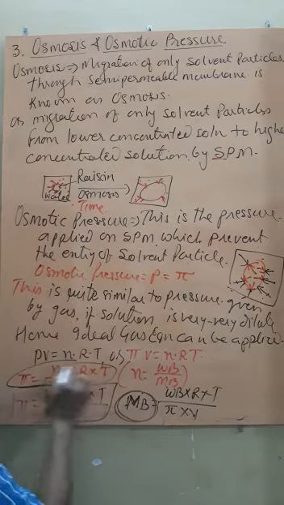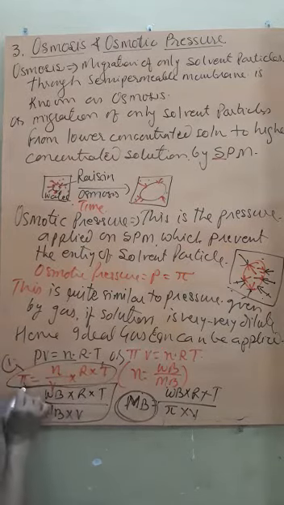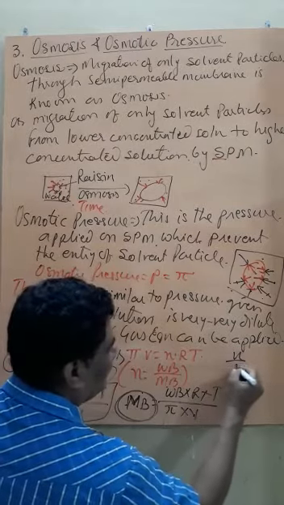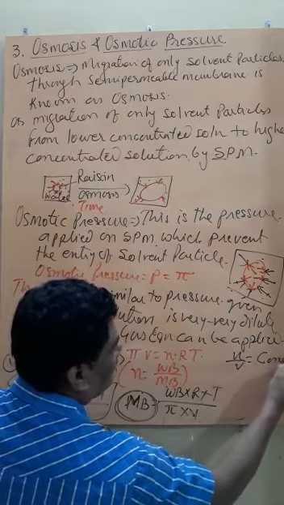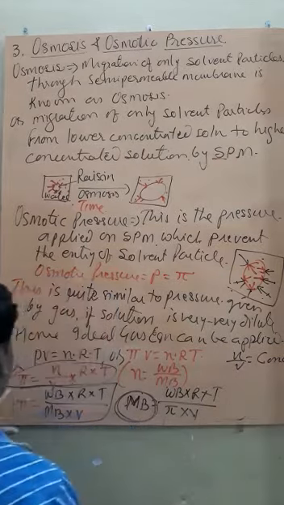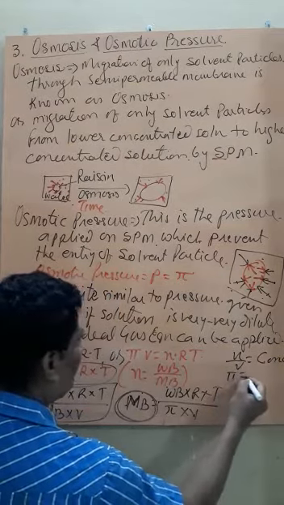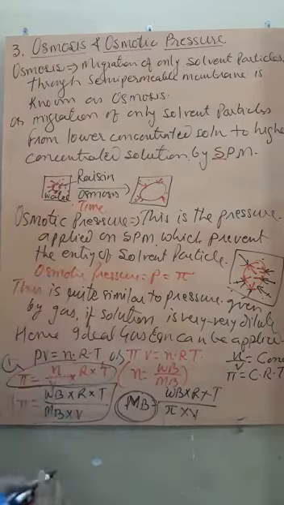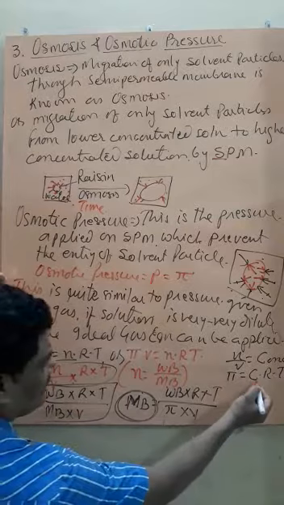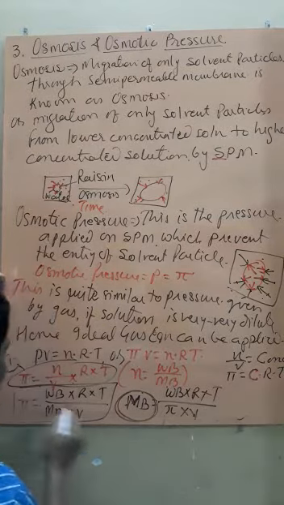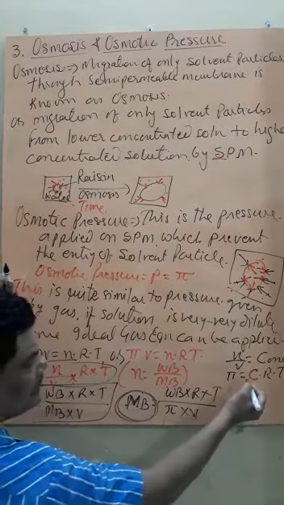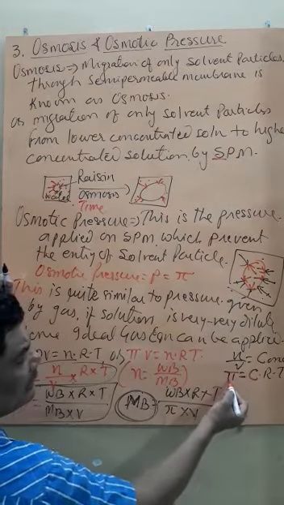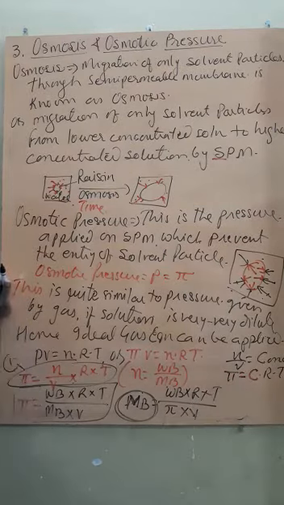Student, one more thing is there. In equation 1, pi is equal to n by V into RT. We know that n by V is called concentration. So here it becomes pi is equal to concentration multiplied by R into T. That means if directly the concentration is given besides WB and MB, if the concentration of the solution is given, you can also find the value of pi, that is osmotic pressure.